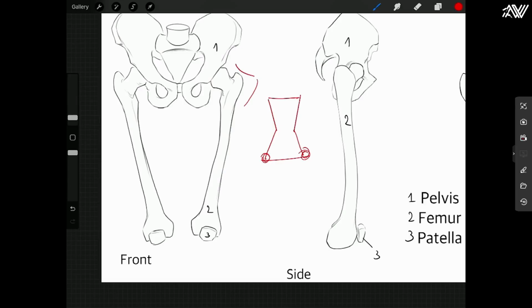So I sometimes see people get this wrong, where they think here's the belly button, and then this is all still part of the abdomen, and then we go into the legs like this. That's not actually the case. It's more like the pelvis kind of sits here.